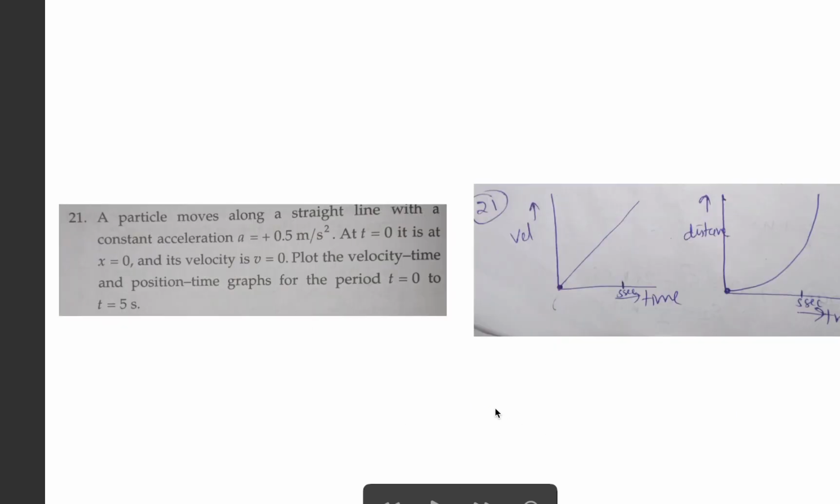Now in the 21st question, a particle moves along a straight line with a constant acceleration of plus 0.5 meter per second square, and at t equals 0 the x is 0 and the velocity is 0. Plot the velocity time graph and position time graph for t equal to 0 to t equal to 5. We have constant acceleration, so the velocity time graph is a straight line, but the distance time graph will be a parabola, half at square graph.